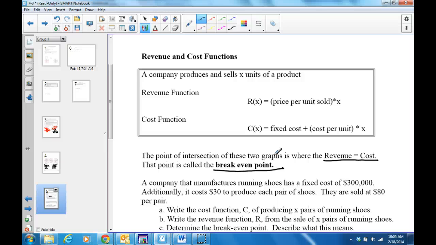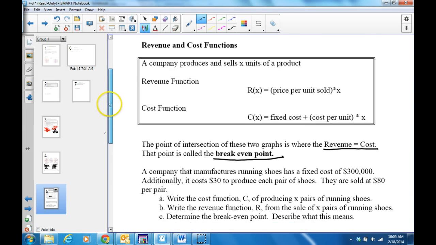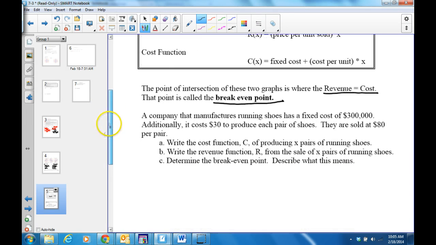Okay, so here's an example. A company that manufactures running shoes has a fixed cost of $300,000. Additionally, it costs $30 to produce each pair of shoes. Okay? Now, is that information, does that go into our cost or our revenue? Where does that go? Cost or revenue equation?